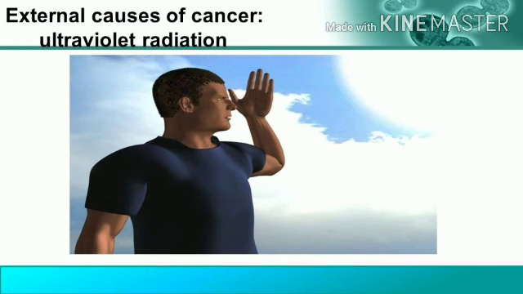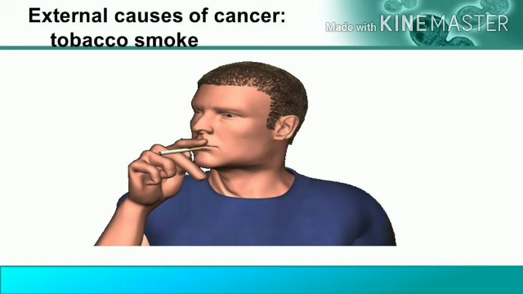This time, let us proceed to the external causes of cancer. First, we have ultraviolet radiation. Natural radiation, such as the ultraviolet rays from the sun, is known to be the primary cause of skin cancer. Through prolonged, unprotected exposure to sunlight and ultraviolet light in the form of sunbeds, we increase our risk of developing skin cancer. Another external cause of cancer is tobacco smoke.